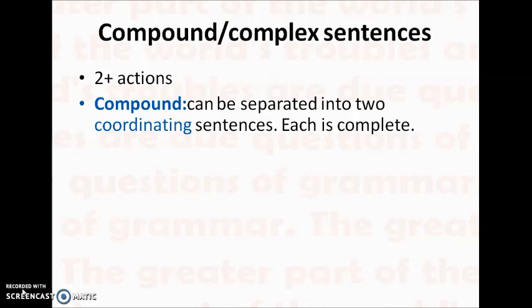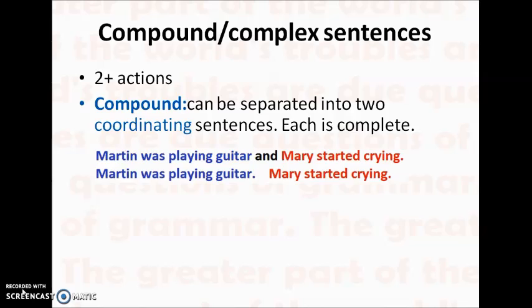A compound sentence is like two simple sentences put together. We call them coordinating sentences because they are both equal, complete, and both can stand alone. For example, Martin was playing guitar and Mary started crying. If we separate them, no meaning is lost. Martin was playing guitar. Mary started crying.